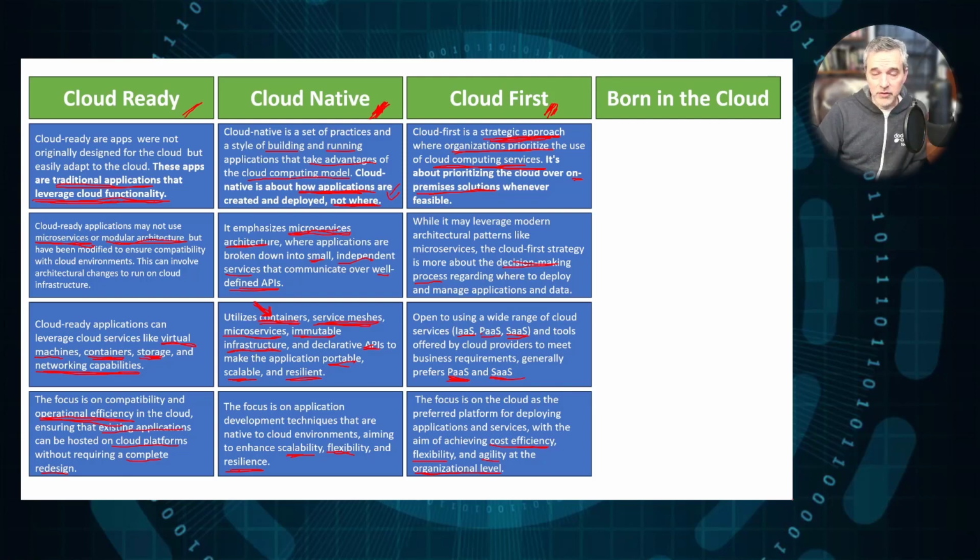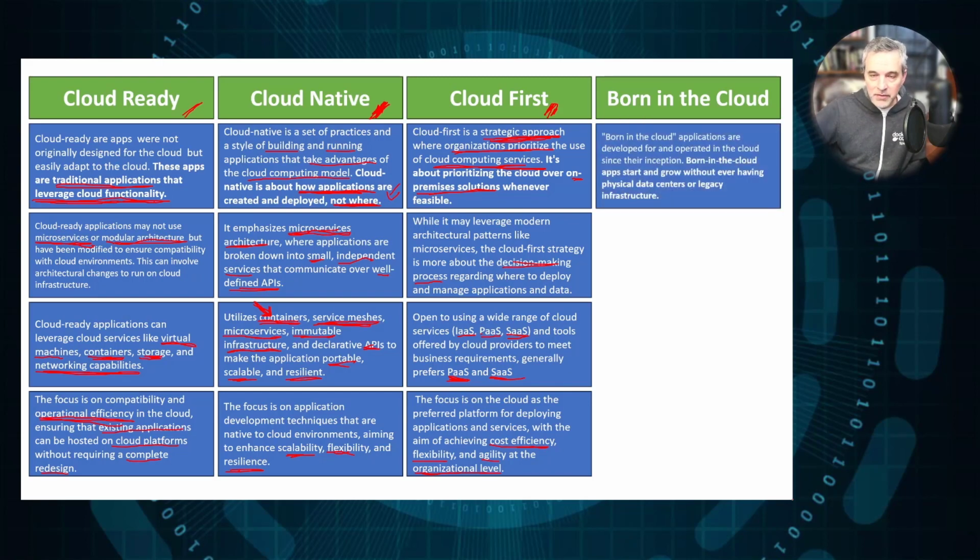So the last of these is born in the cloud. Now, born in the cloud means that an application was never running in a traditional infrastructure. So the application probably never ran in some kind of on-premise data center or any kind of legacy infrastructure. So it's going to adopt paradigms that are inherently cloud native. So it's from the ground up, the application is adopting cloud native as its paradigm for not only running the application, but also deploying the application and operationalizing the application as well.